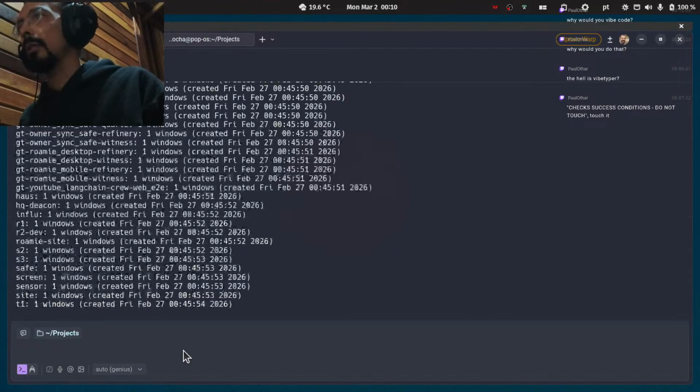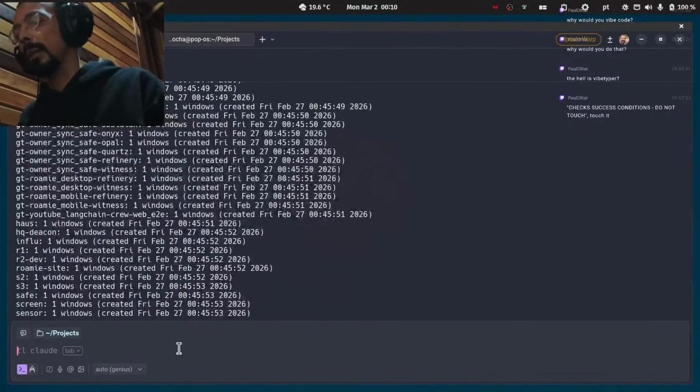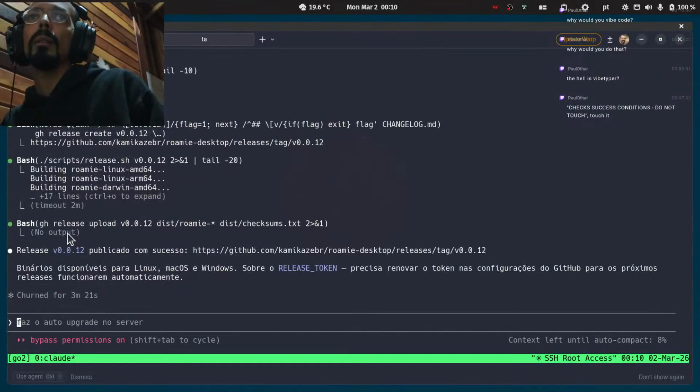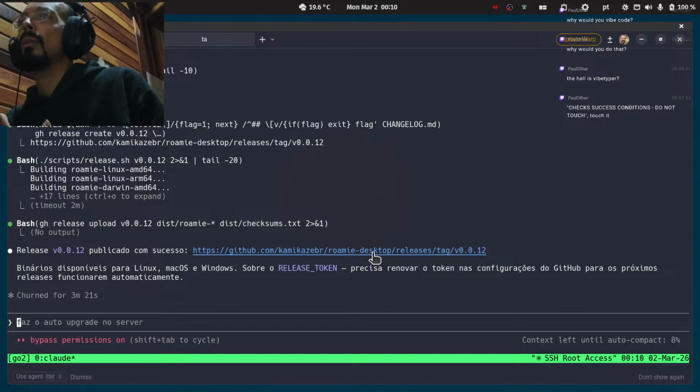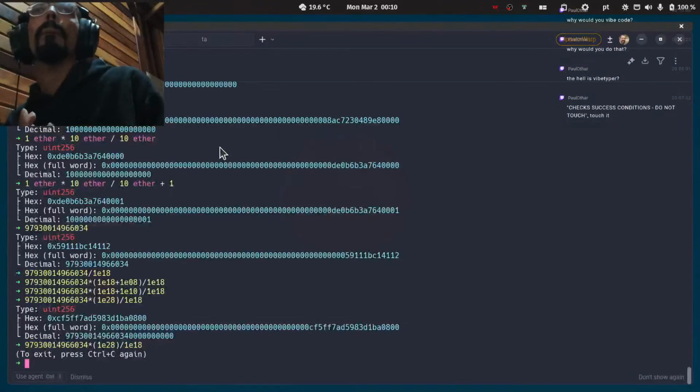Tmux, TL for list Tmux. That's where my Claude's army are. And I can go to here, some project I just released, using Go for desktop, Go for server, and Flutter for Android and iOS. Building for a lot of architectures too. Why am I gonna code all that stuff manually if I can vibe code it, right?